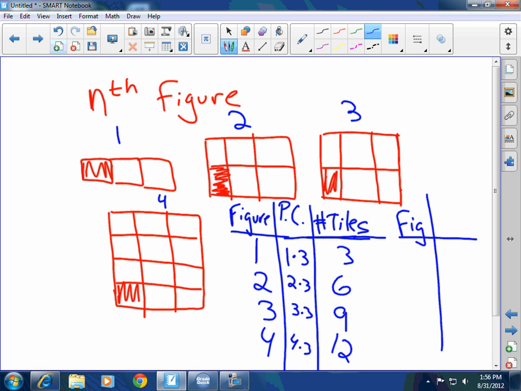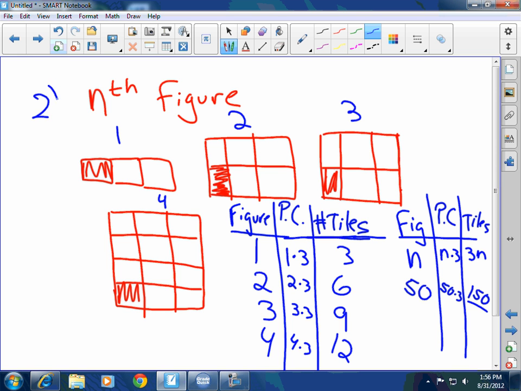So for figure n, if we put it through the processing column, n times 3, the number of tiles is going to be 3n. So you can plug in any figure number now, and you'll know the number of tiles. If it's figure number 50, well, 50 times 3, the processing column, gives you 150 tiles. Okay, that was number 2 on quiz 1-1.